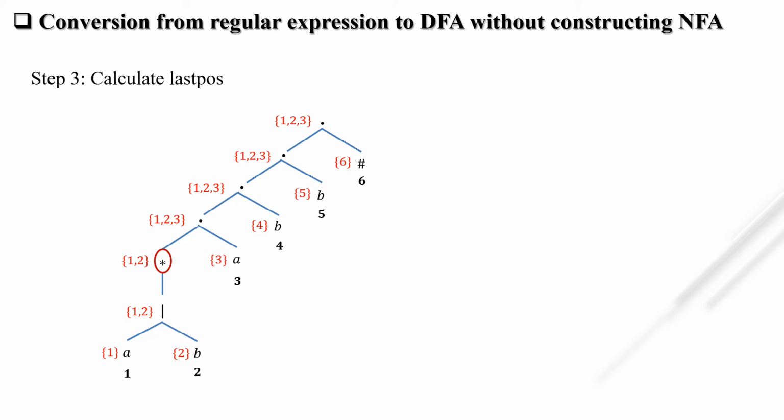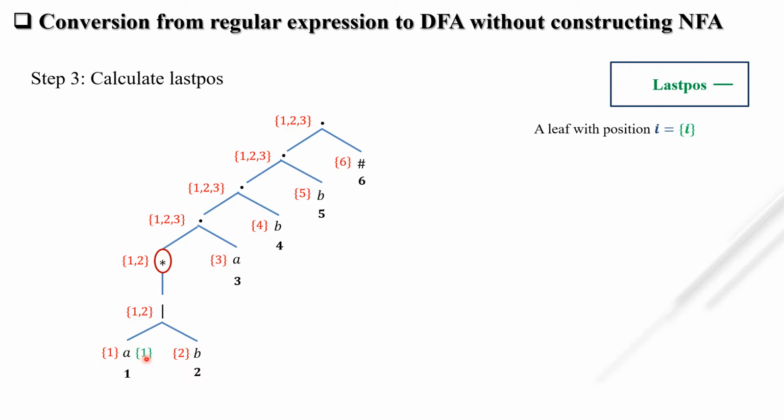So we have already found the first position. Now we have to find the last position of the operands and operators. For an operand it is very easy. We simply put the number as the last position. So what is the last position of A? 1. What is the last position of B? 2, 3, 4, 5, 6.